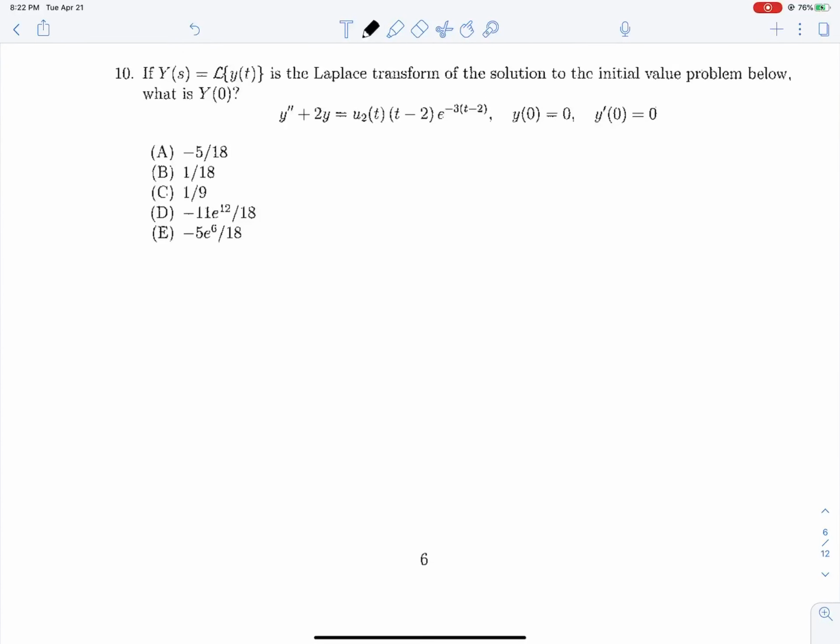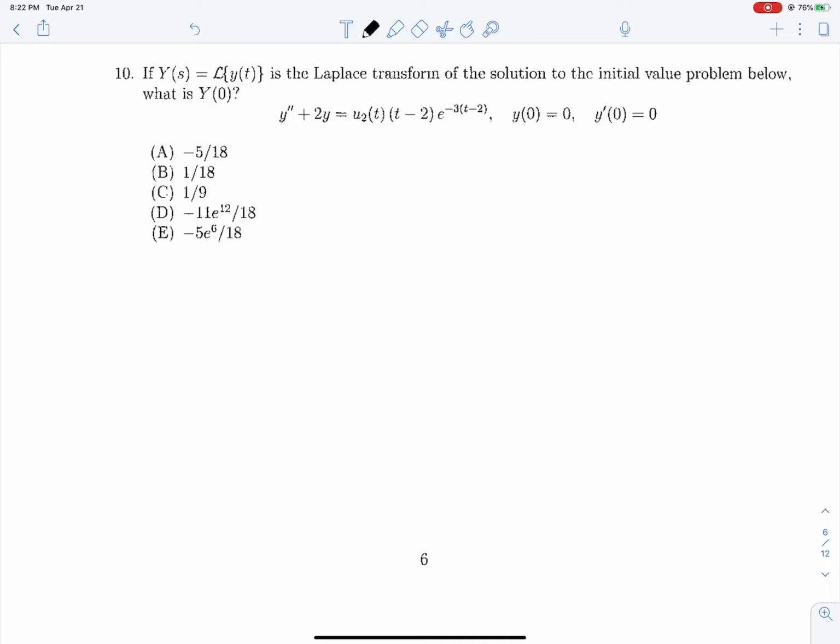Okay, if Y of s is the Laplace transform of y of t, the way I tried to read it didn't really work. If Y of s is the Laplace transform of the solution to the initial value problem below, what is Y at 0? Love this question. It just makes you take the Laplace transform, doesn't make you do the inverse. That's pretty great. But that said, we got to actually go solve the thing.